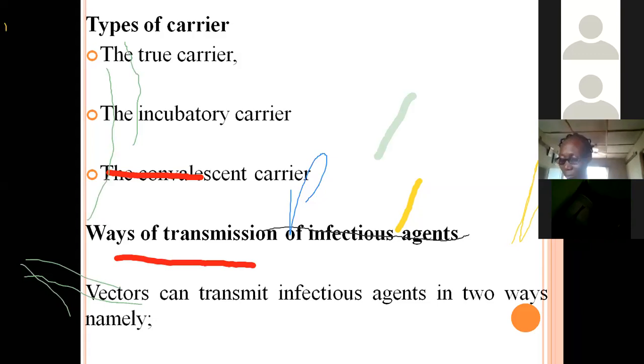But despite the fact that they are recuperating, they can still transmit the infection to other people. So ways of transmission of infectious agents. Vectors can transmit infectious agents in two ways. One is the mechanical transmission.